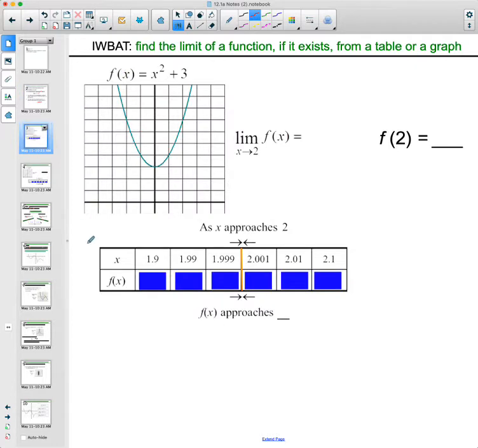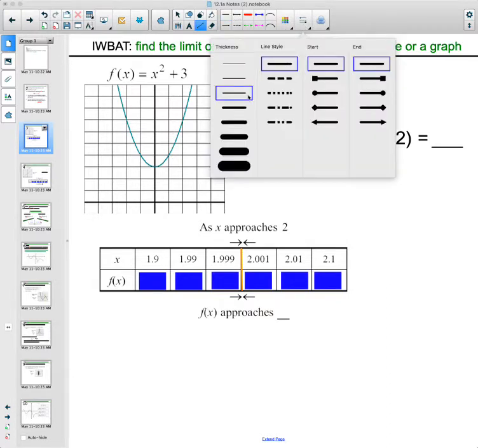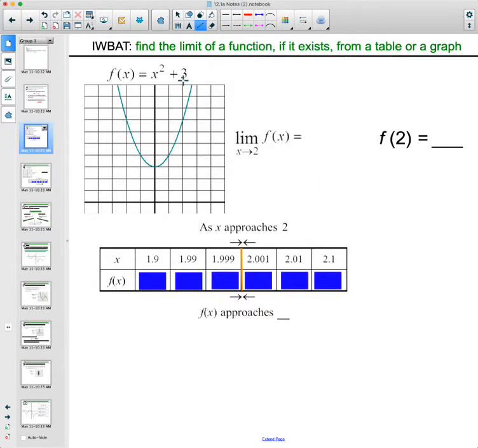Let's take a look at a graph here. We've got this quadratic, this parabola, and we want to look at the limit as x approaches 2. That's how you read that: the limit as x approaches 2 of this function. Let me highlight where 2 is on this graph, where x equals 2. Remember, this is the line x equals 2.